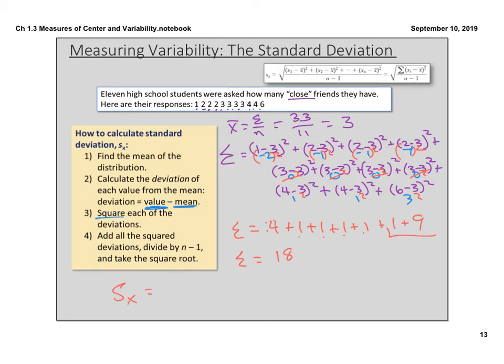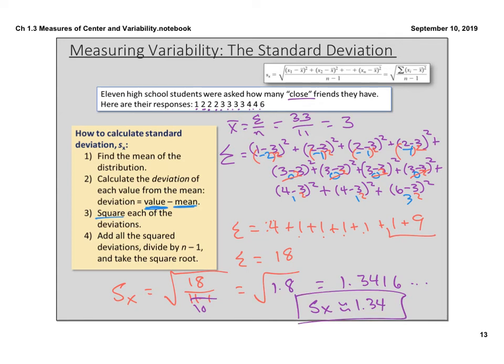Okay, so now my standard deviation, or in other words, S of X, let's keep going here. I've got a sum of the squared differences of 18. That's the top. And then I need to divide it by 11 minus 1. So 18 divided by 10 is going to give me 1.8. And then when I take the square root of 1.8, I get 1.3416, or we could just say S of X is approximately 1.34. So that is the typical amount of distance that I would expect to see in this data set.